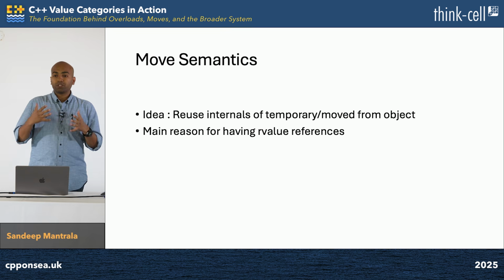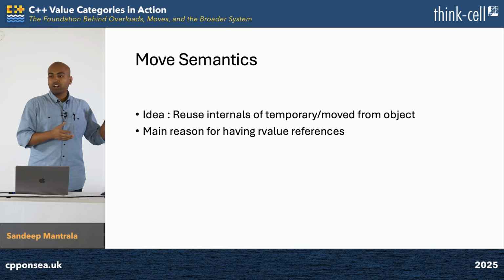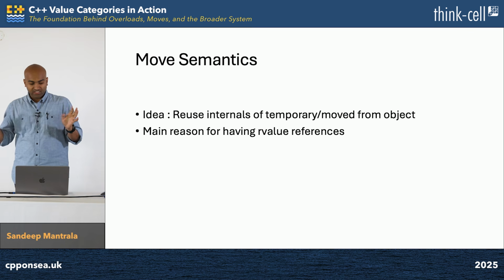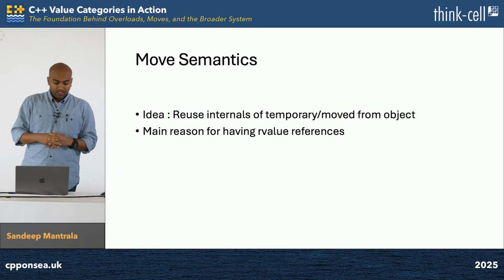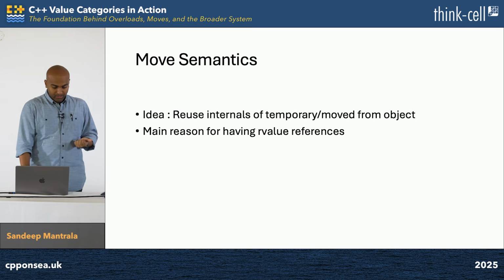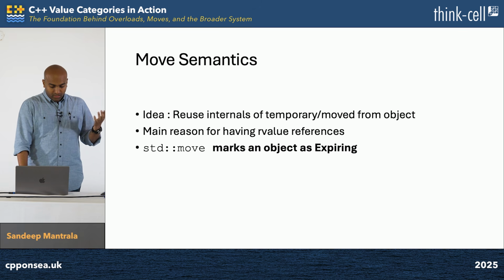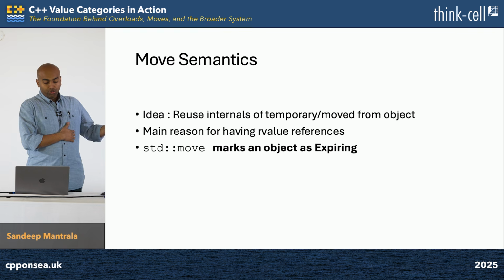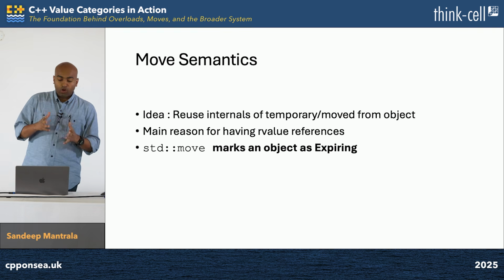Move semantics is the driving idea behind changing from just 2 value categories into 5 value categories and introducing R value references. So achieving move semantics is the main reason for it. So std::move marks an object as an expiring value.